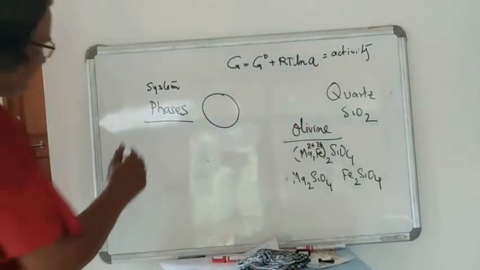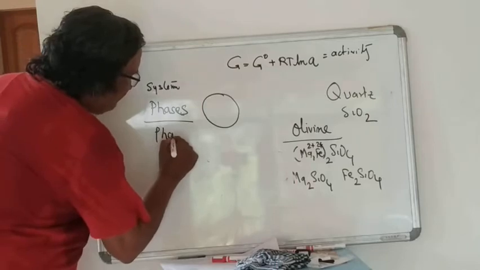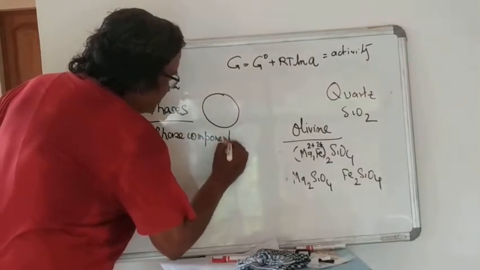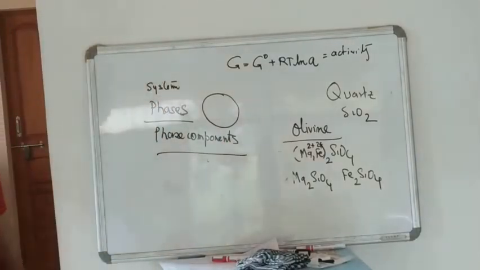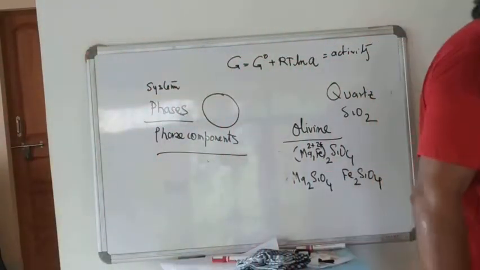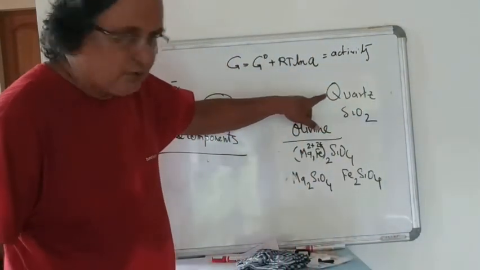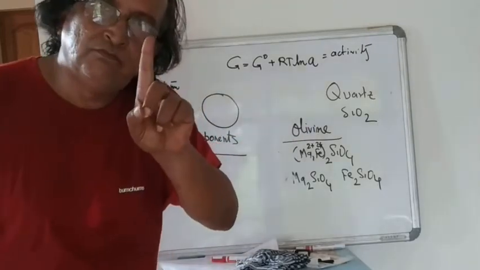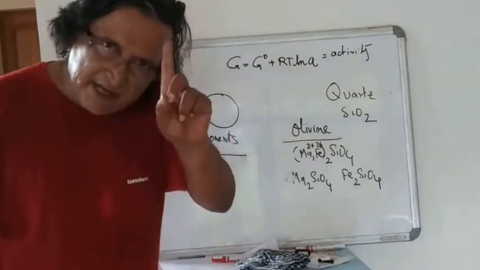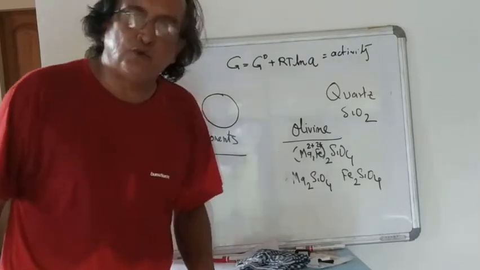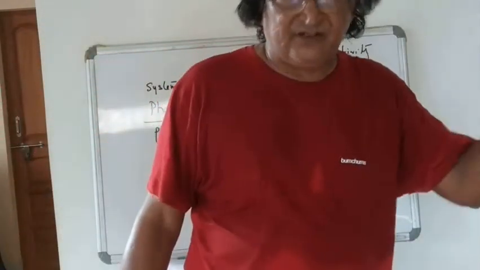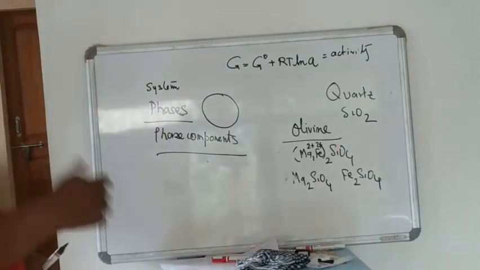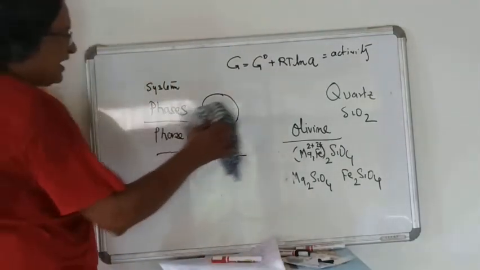So you have system, phases, and phase components. Have you understood? In quartz, SiO2, the quartz is a mineral and the component is one. In olivine, the mineral is one, but the components are two. There can be much more complex relationships. We don't go into that. We make these easier for us to understand. We do not mug up, we understand.